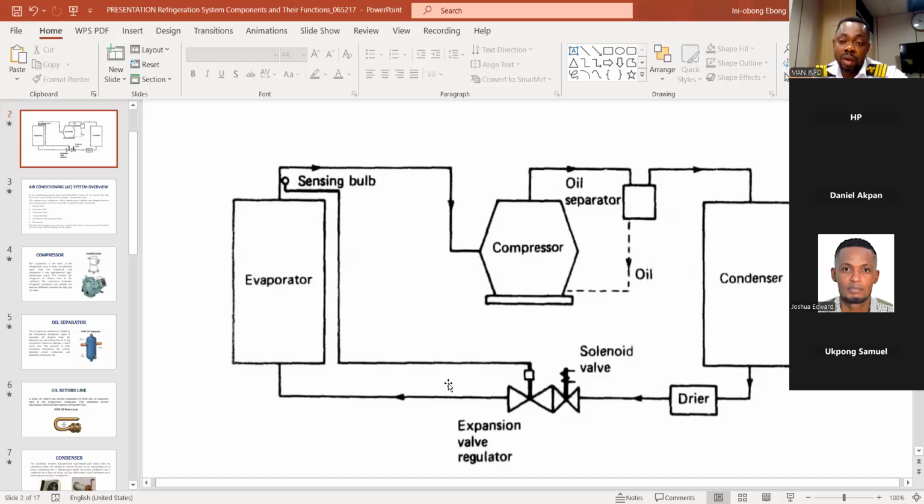In that Schrader valve, when you disconnect the gauge, you may still see leakage on that charging port. That means you need to replace that Schrader valve. If you have leakage in the joint, that means you need to pump down the system, or vacuum it out or recover it, and braze where it's leaking from before you can recharge it with refrigerant. If not, you keep on recharging the system with refrigerant while it is leaking. So I don't know if that answers your question.